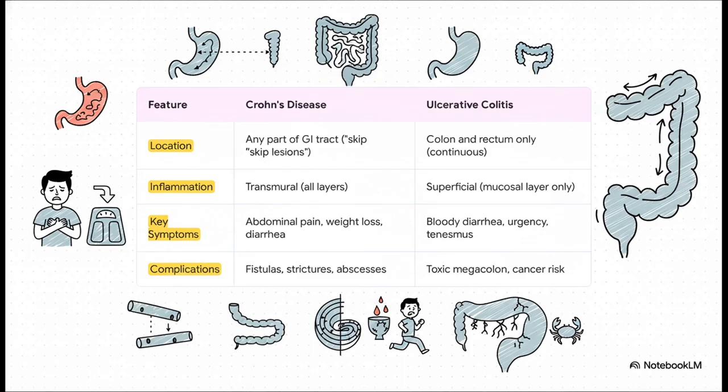Next, the depth of inflammation. Crohn's is transmural, meaning all layers are involved. UC is superficial, just the mucosal layer. Now, this directly impacts the key symptoms. Crohn's is more about abdominal pain and weight loss. UC is defined by that bloody diarrhea and urgency. And finally, the complications. That deep inflammation in Crohn's leads to things like fistulas and strictures. In UC, the big worries are toxic megacolon and an increased risk of cancer down the line.